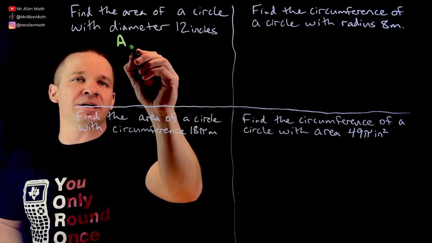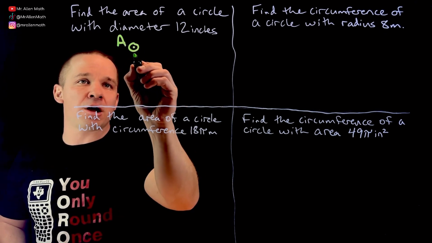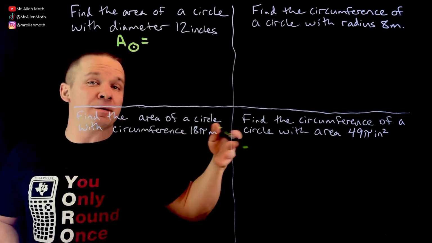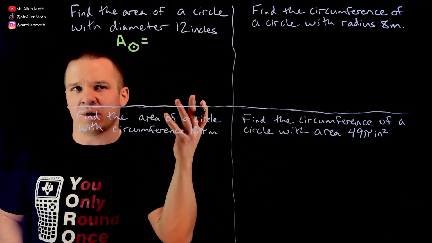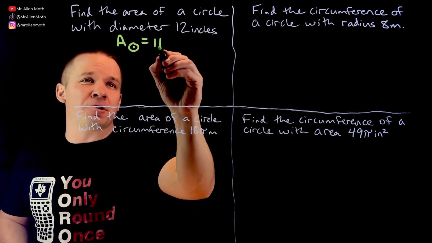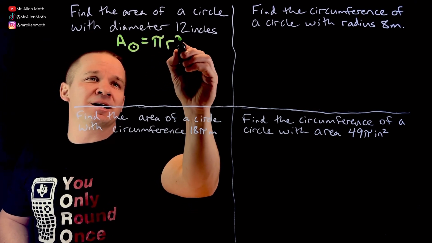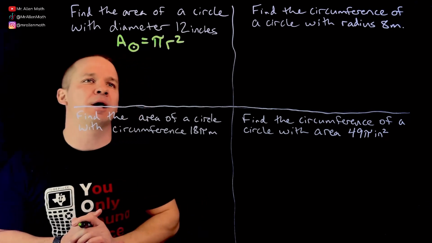So I usually like to do this little subscript thing here, area of a circle, to remind me what shape I'm dealing with, right? If it's a triangle, I'll draw a little triangle there. If it's a square, I'll put a little square there. Not necessarily an official notation, just something that I like to do to keep things organized, okay?